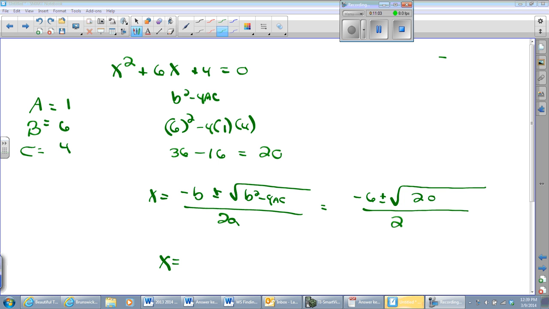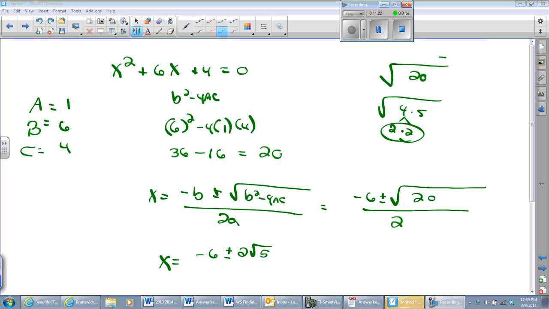So I'm going to get negative 6 plus or minus, I've got to break down this rad 20. Well, I know 20 is the same as 4 times 5. And these 4's can break down to 2 times 2. 2's can leave the house on a date. So I'll have 2 rad 5. Okay, that'll all be over 2.